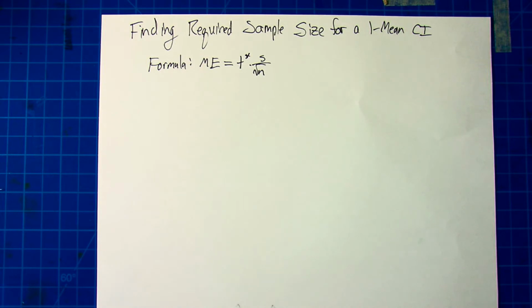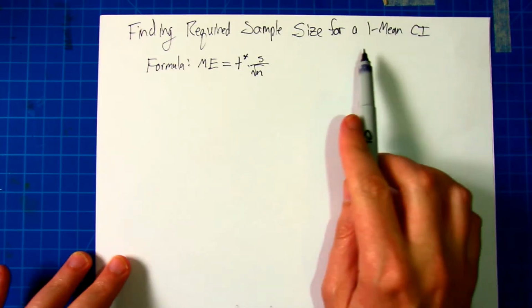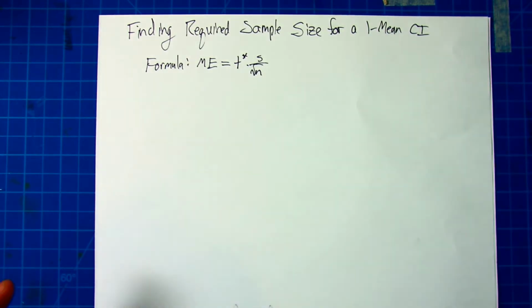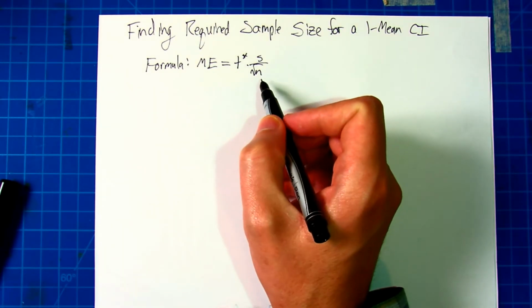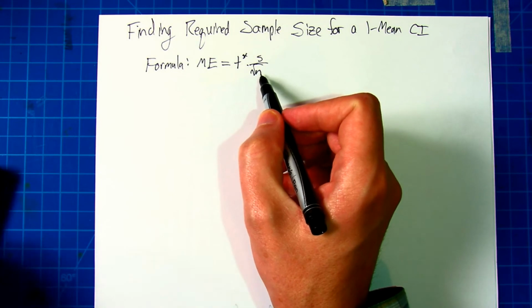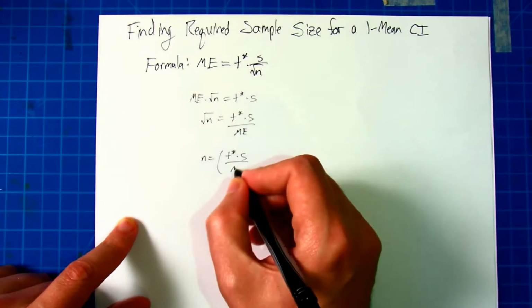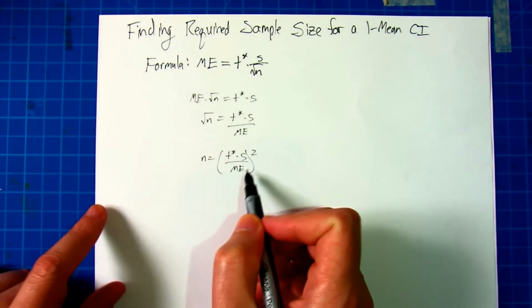Sometimes in your mathematical career, you may be asked to find a required sample size to construct a one-mean confidence interval, particularly if it has a specified margin of error. So to do that, you can start with this formula for margin of error, which is t star times s over root n. It might also be z star times sigma over root n, but it works the same way. Now just do some algebra and get n equals (t star times s over ME) squared.